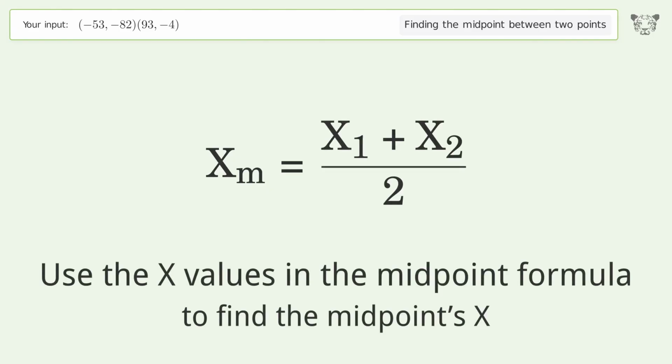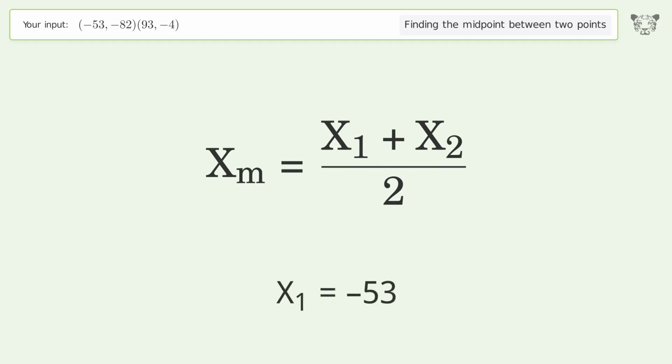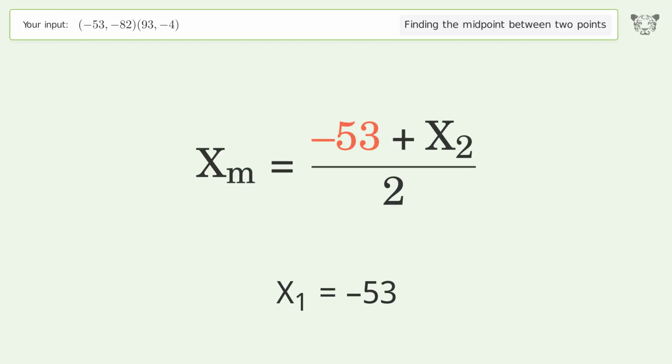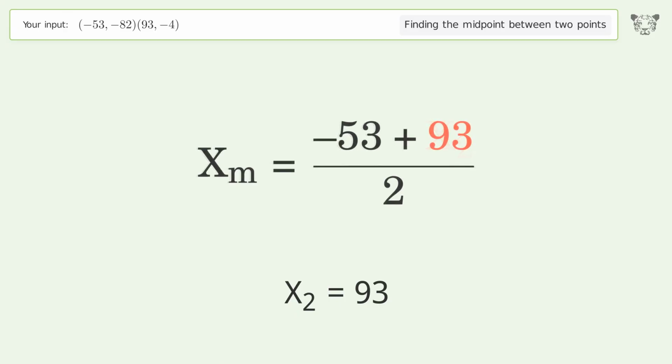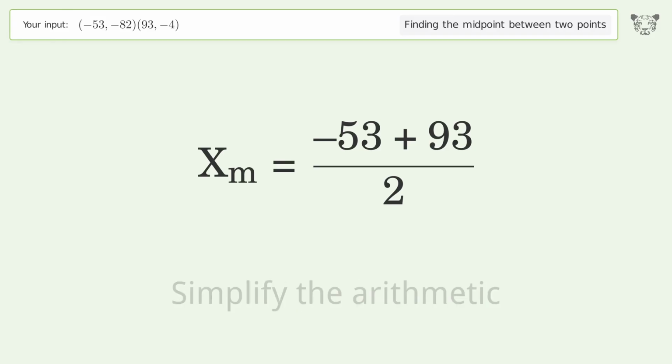Use the x values in the midpoint formula to find the midpoint's x. x1 equals -53. x2 equals 93. Simplify the arithmetic.